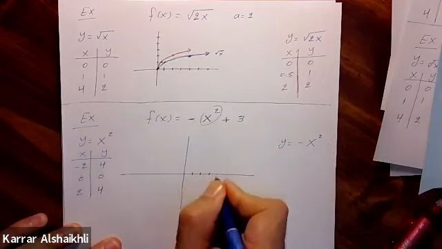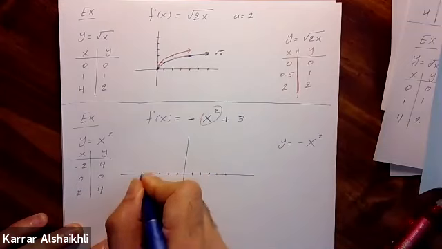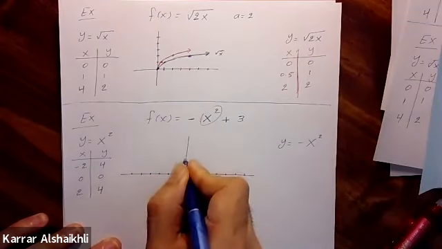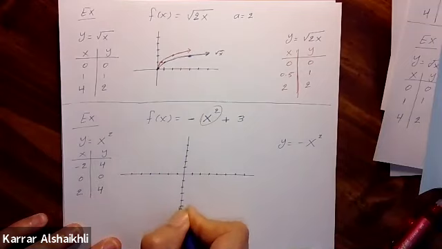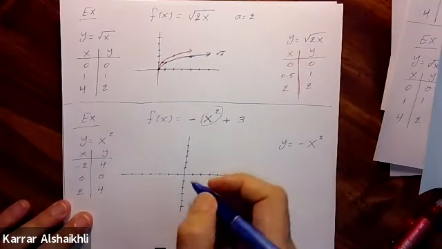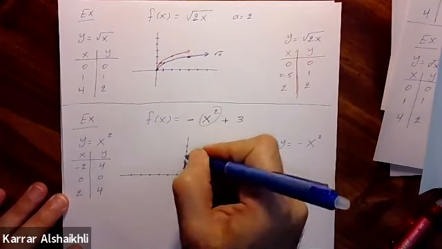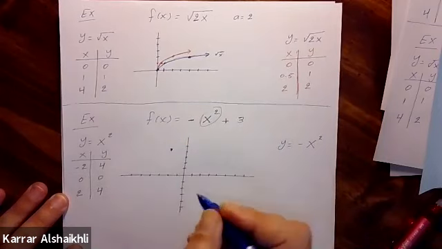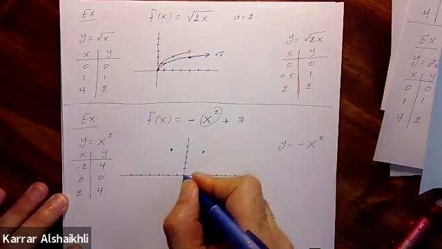1, 2, 3, 4, 5. 1, 2, 3, 4, 5. You need 2 more points. That's it. Let's grab this one. Negative 2 and 4 is going to be here. 1, 2, 3, 4. 2 and 4 here. And here is the 0, 0.